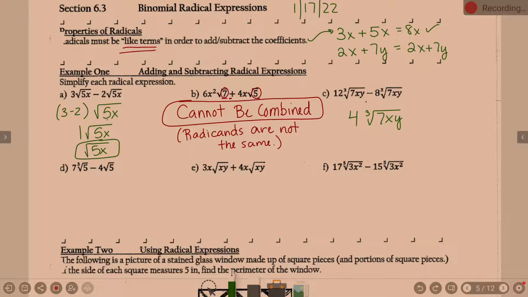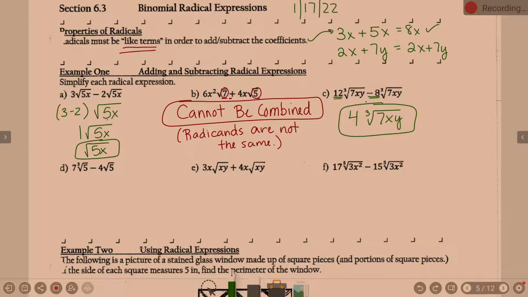Are my radicals the same? Yes, the radicals are the same. They're both a cube root and a 7xy. So then you're just taking your coefficients out front. 12 minus 8 is 4. Was that one a little bit better? Less confusion there?